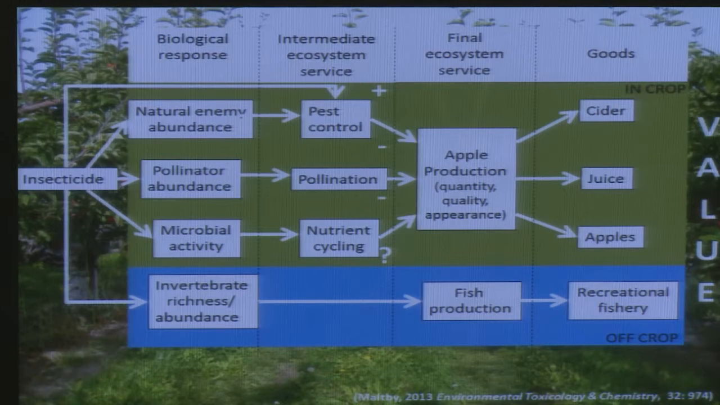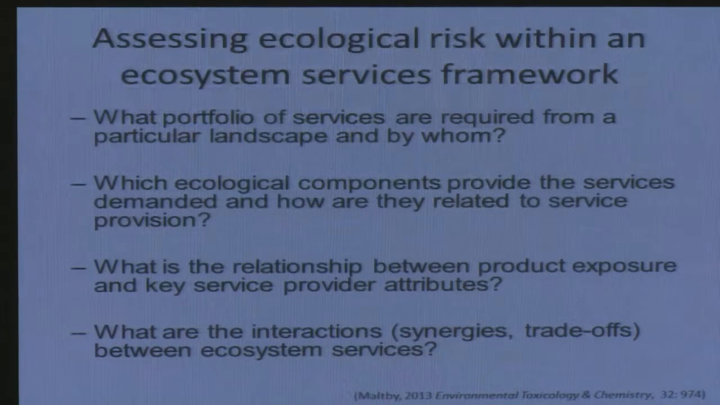And in order to help the risk manager make those decisions, we need to provide them with the appropriate information. So if we're going to assess risk within an ecosystem services framework, what does that mean? What do we need to do? Well, the first thing we need to do is know what portfolio of services are required from a particular landscape and by whom.